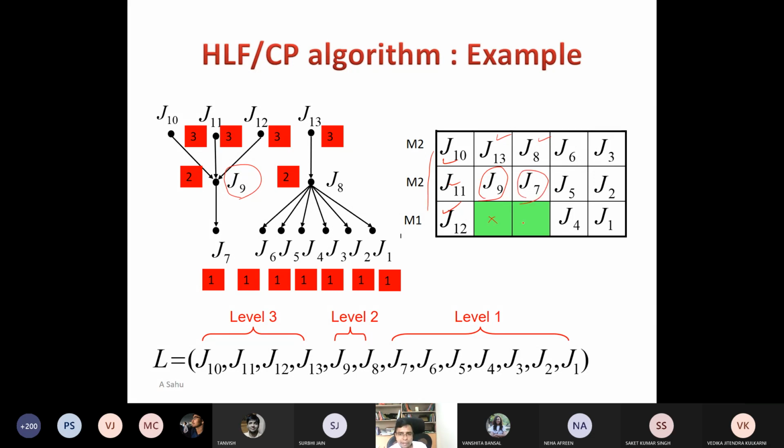But in this case, we cannot execute anything, because even if one processor is free, we cannot execute anything. After that, we can execute the rest of the things. So in this way, you can execute. This is an example of the critical path algorithm, or highest level first. We are creating levels from the bottom. The bottom level is 1, then the next is level 2, the next is level 3.